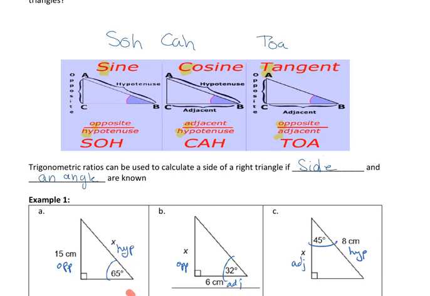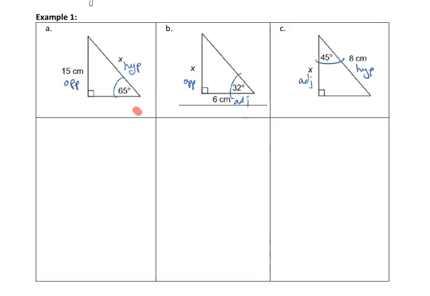If you know a side and an angle in a right angle triangle, then you can use the primary trig ratios, SOHCAHTOA. Okay? Let's look at this example. So, I have a right angle triangle. You guys agree? It's a right angle triangle because it gives me the square right here. And I know an angle, which is 65 degrees, and I know a side.